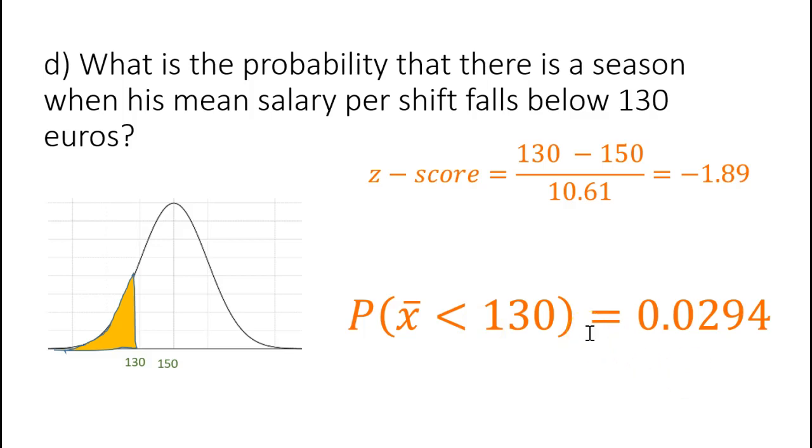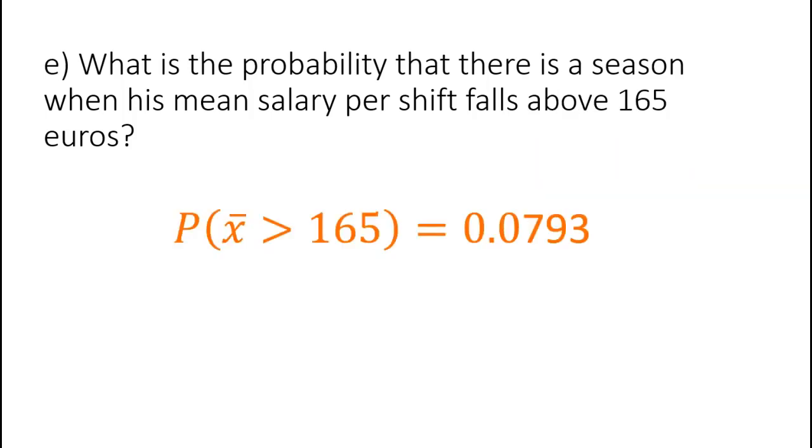Part E is very similar. Pause the video and see if you can work that normal question in a similar way. Were you able to find the probability that the average salary per shift falls above 165 euros is equal to 0.0793?